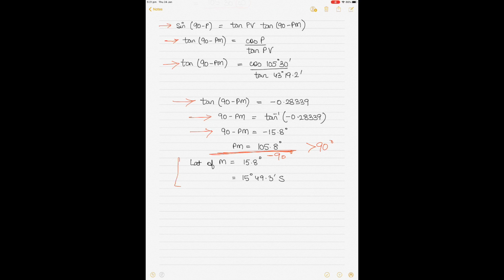So your latitude becomes 15 degrees 49.3 minutes south. So 0.8 is 49.3, 15.8 degrees, right? So that's how you do the question.